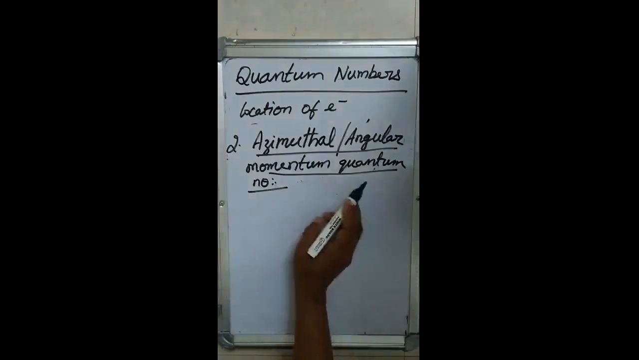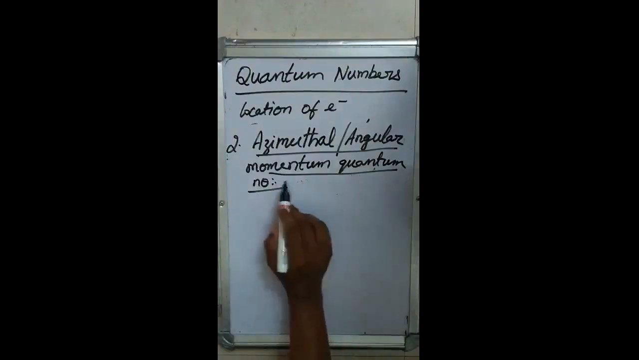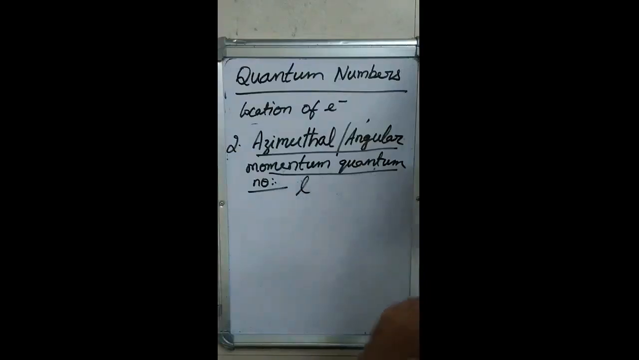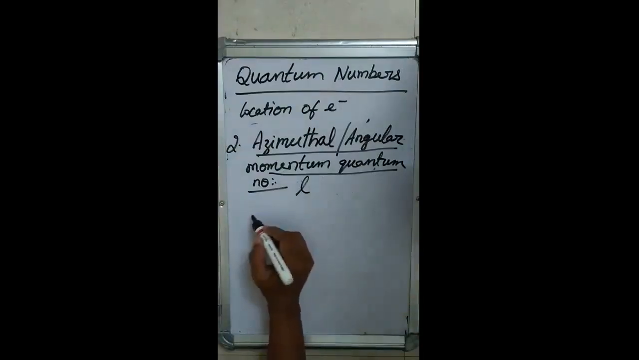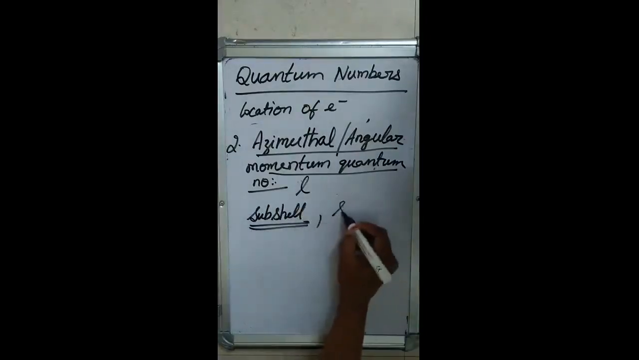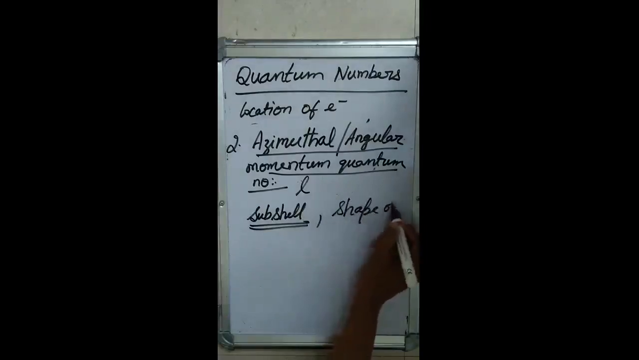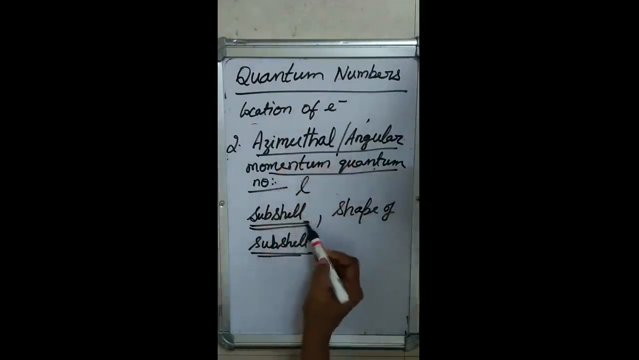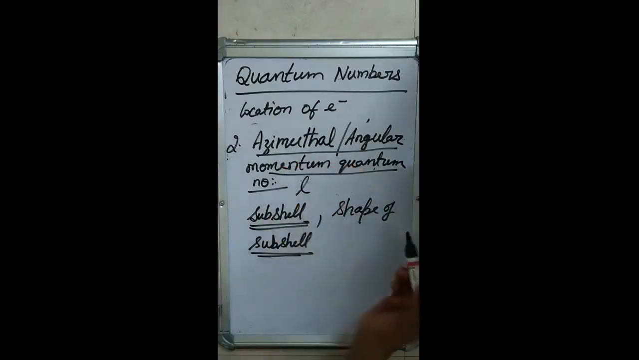Second, that is the azimuthal quantum number, also called the angular momentum quantum number. It is represented as L. It gives the information about the subshell, and also it gives the information about the shape of the subshell. So the azimuthal quantum number gives the information about the subshell to which the electron belongs, and also the shape of the subshell.